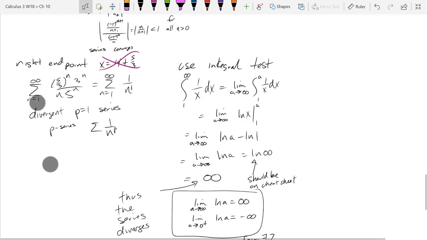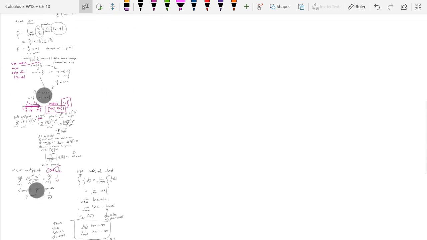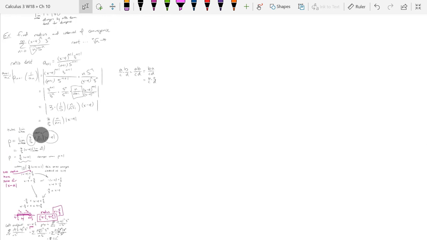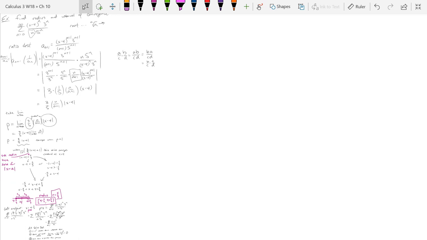One thing you should notice, these questions take a while. I don't even know if I can zoom out far enough to fit the whole thing on the board. You probably wrote a page or so of notes for this, something like 2.5. So these take quite a bit of time, quite a bit of paper. Make sure I can read what you're writing. I need to see how you got your radius and then how you checked each endpoint, so you want to keep them separate.